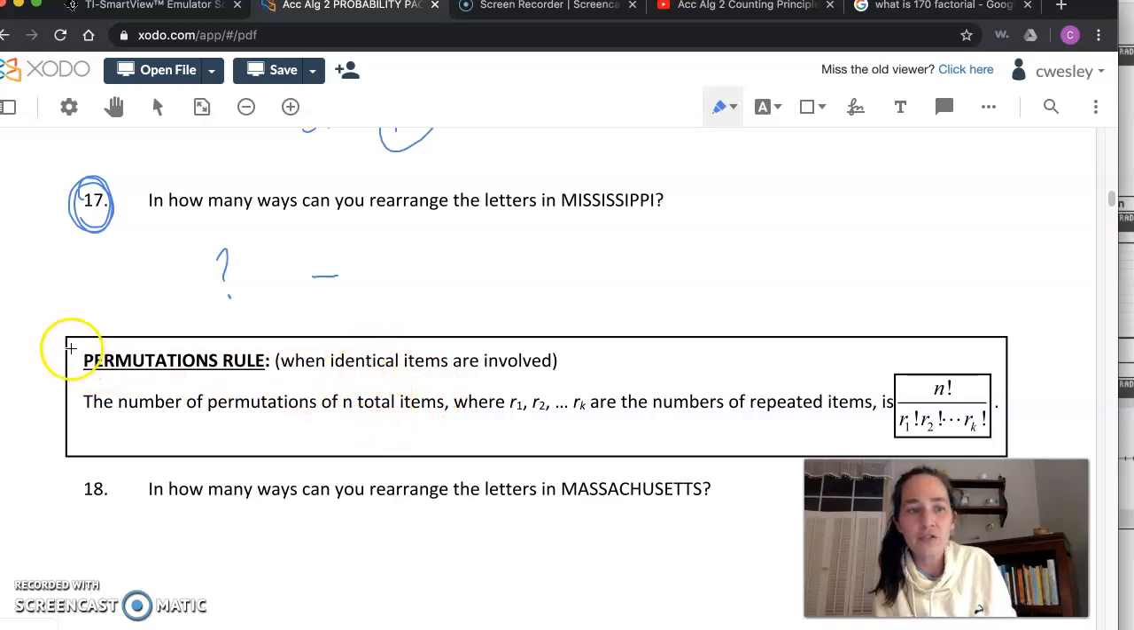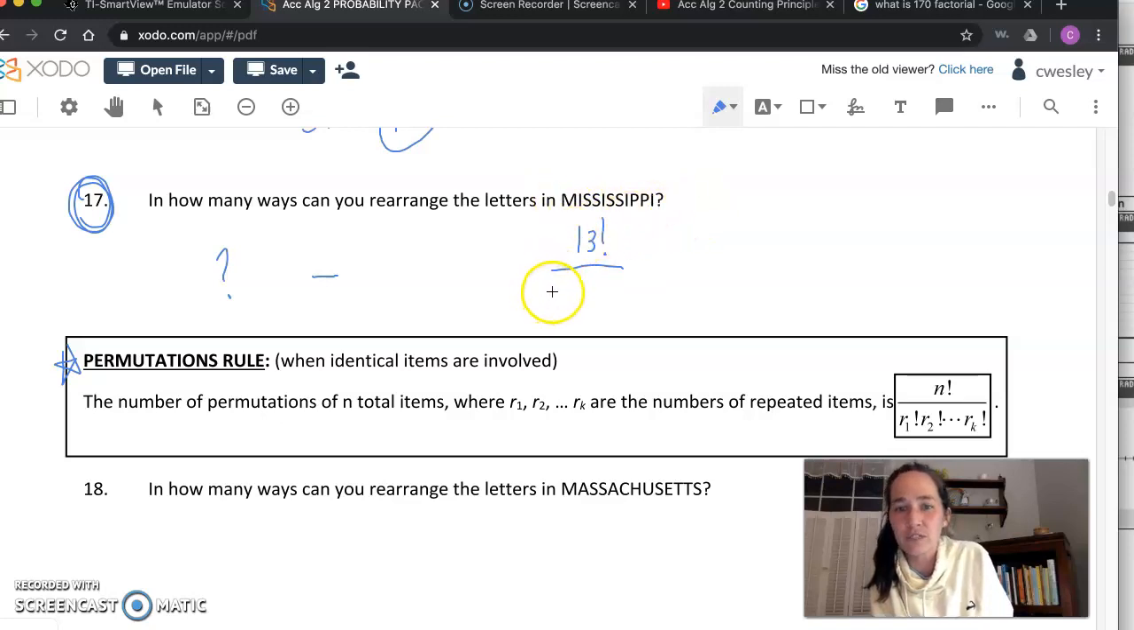So this permutations rule with repeats gives us a solution to that. It says up top, you have n total items. You put that factorial on the numerator. We're going to say n factorial is 13 factorial for those 13 total letters in Mississippi. On the bottom, you handle the repeats. The r subscripts are the numbers of times certain letters are repeated in here. So there's 4 S's. I'm going to put 4 factorial, divide that off to account for the 4 S's. There's also 4 I's, so another 4 factorial, and then the 2 P's, 2 factorial.